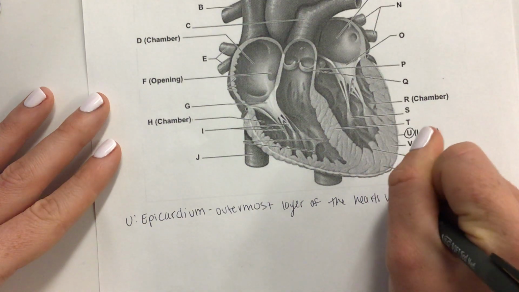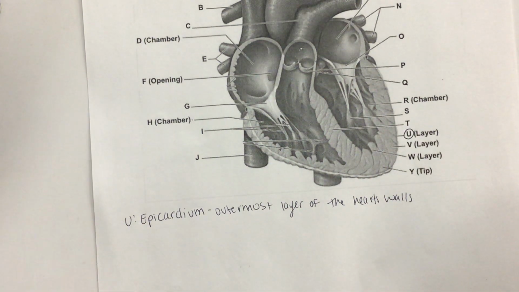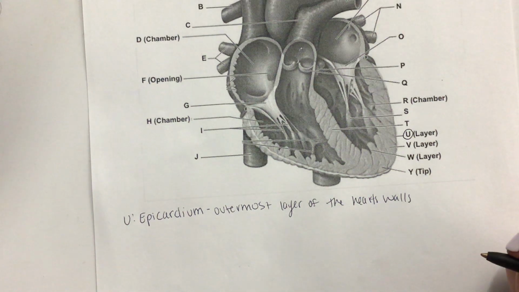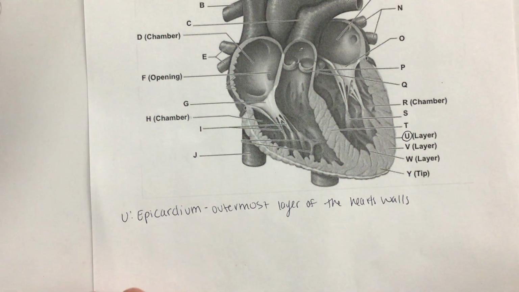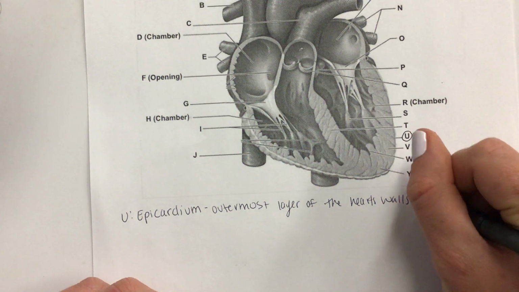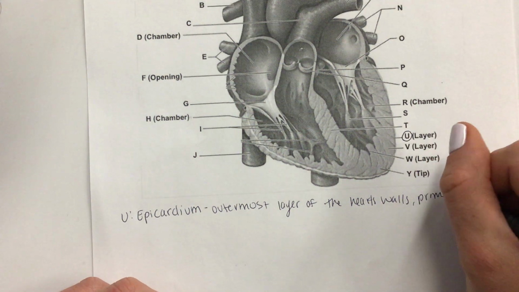And I have to say that because the heart's also surrounded by something outside the walls called the pericardium, and the pericardium is basically this fibrous layer that protects it. So there are more layers outside of this, but in terms of the heart's walls, this is the outer layer of the walls. And it's primarily made of connective tissue.